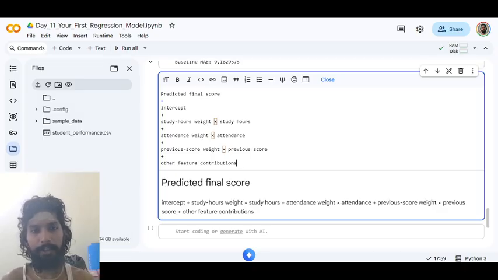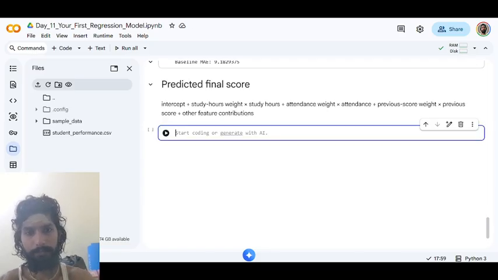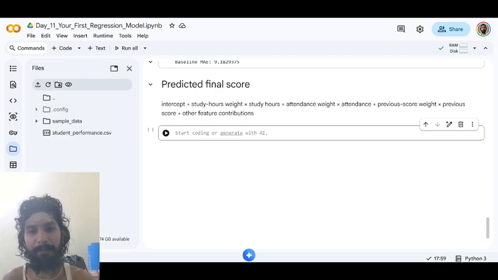So predicted final score equals intercept plus study hour weight times study hours plus attendance weight times attendance plus previous score weight times previous score plus other feature contributions. The model learns the weights from the training data. A positive weight generally means that, while holding the other inputs constant, a higher feature value is associated with a higher prediction. A negative weight generally means that a higher feature value is associated with a lower prediction.